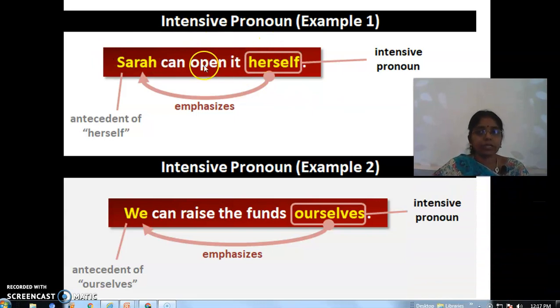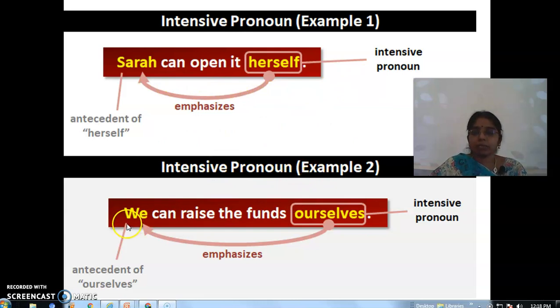Intensive pronouns example: Sarah can open it herself. So, herself emphasizes Sarah. See the word emphasizes. Before, I told you reflects. Now I am using the word emphasizes, talks about. It's all the same, but I used different wording for that. Sarah can open it herself. Herself represents or emphasizes Sarah, the subject. So it is an intensive pronoun.